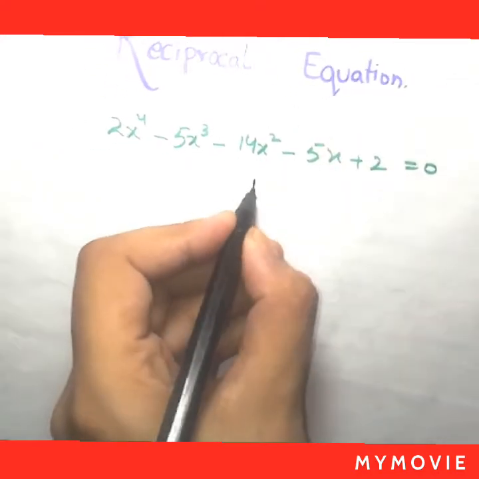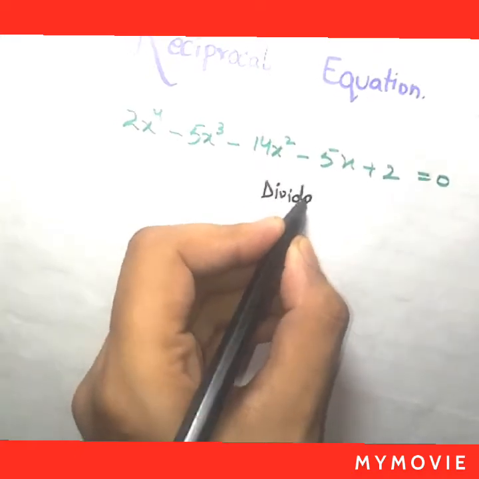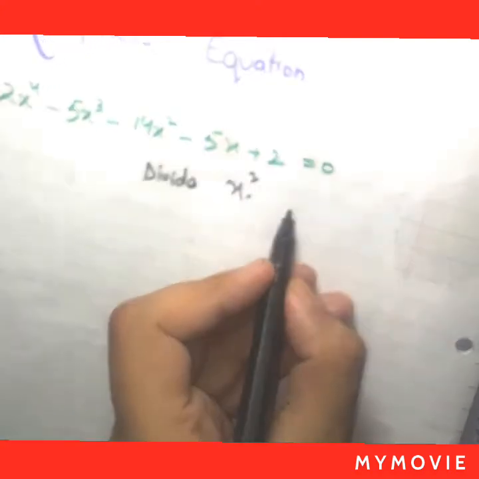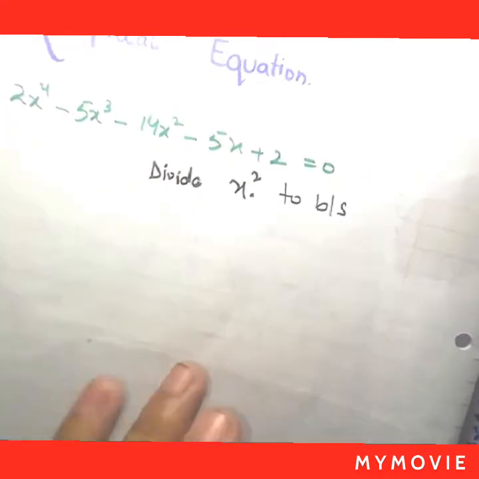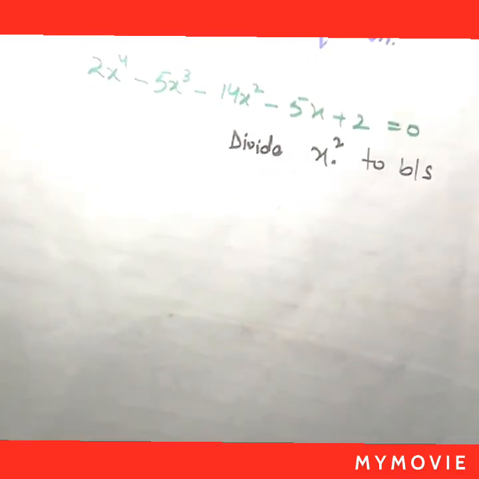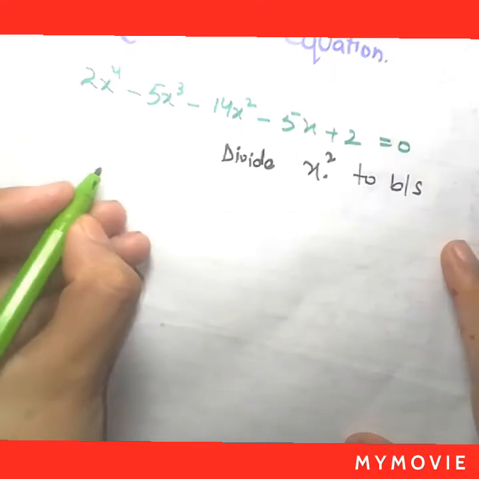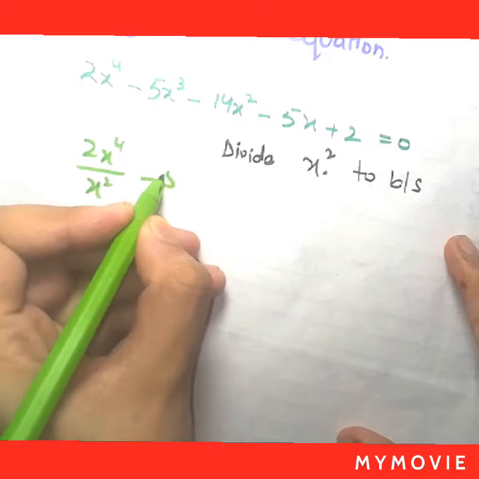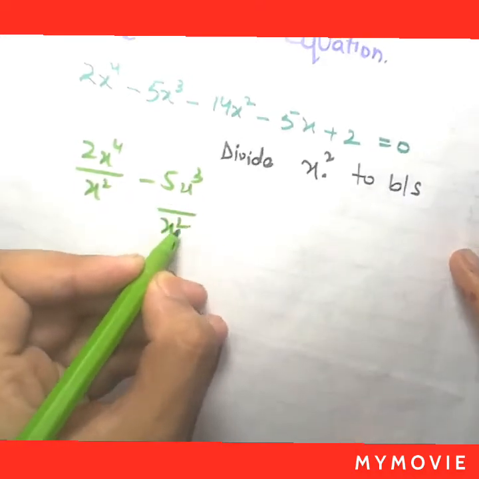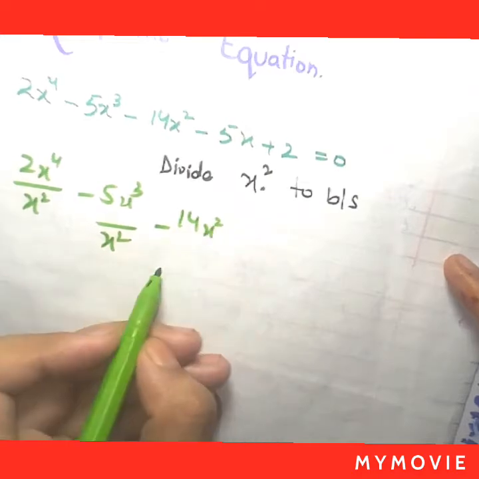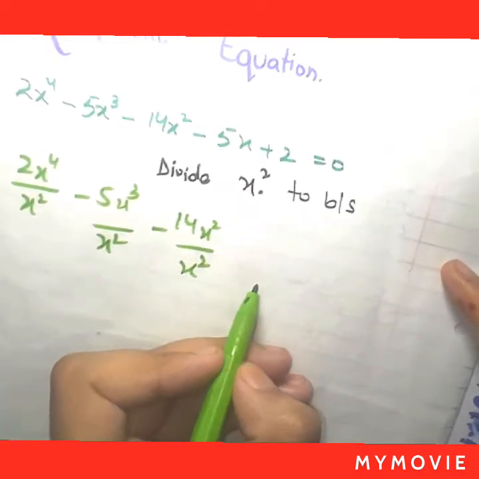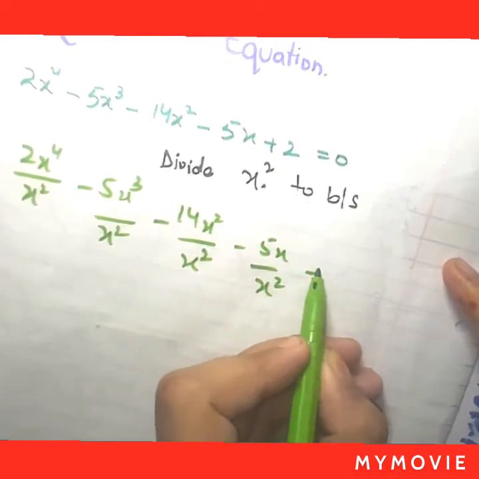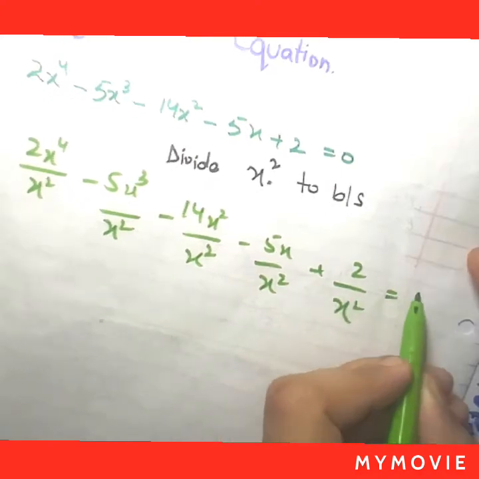Now divide both sides by x square. By dividing both sides by x square: 2x to the power 4 divided by x square, minus 5x cube divided by x square, minus 14x square divided by x square, minus 5x divided by x square, plus 2 divided by x square is equal to 0 divided by x square.